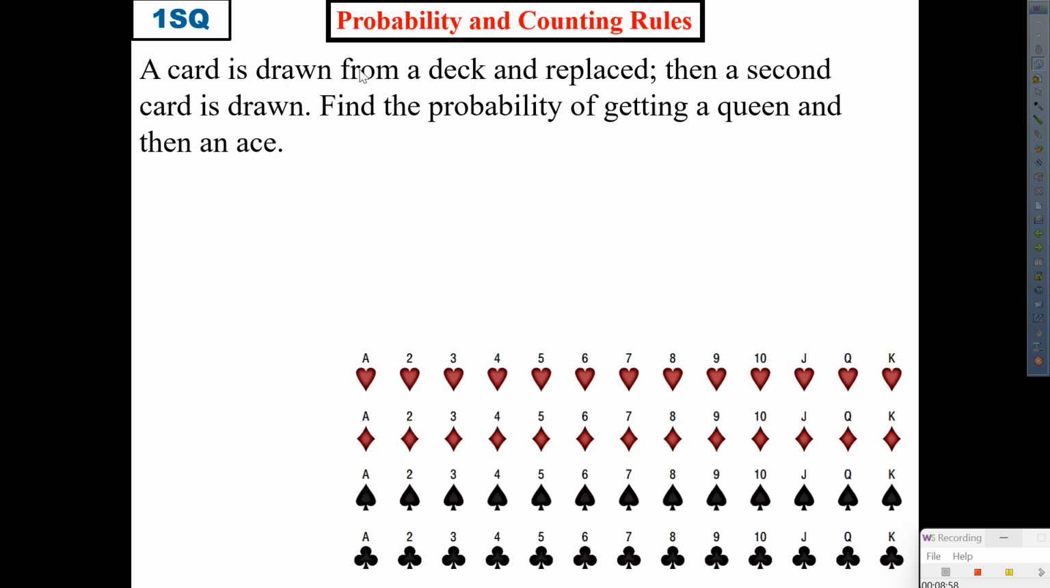A card is drawn from a deck and replaced. Then a second card is drawn. Find the probability of getting a queen, then an ace. All right, so once again, a card is drawn from a deck and replaced. What does that mean, Mr. Q? That they draw a card out, and then they put it back in the deck. So that means everything stays intact. Then a second card is drawn. Find the probability of getting a queen, then an ace. Therefore, first things first, our formula, yes?